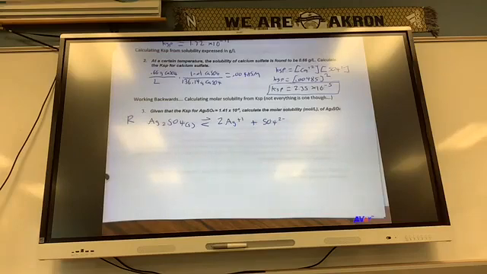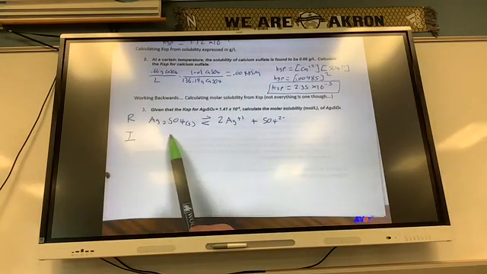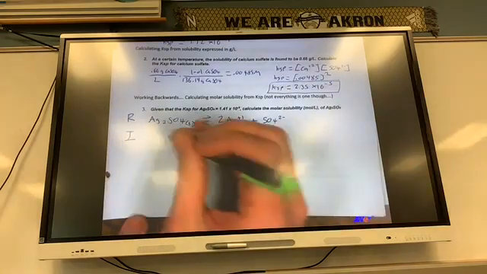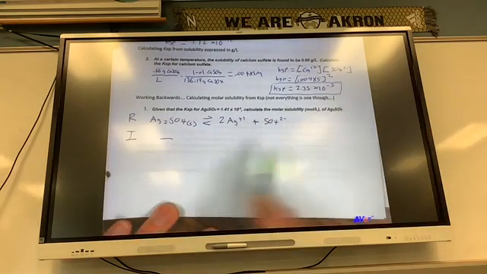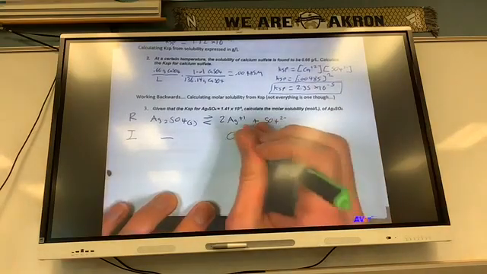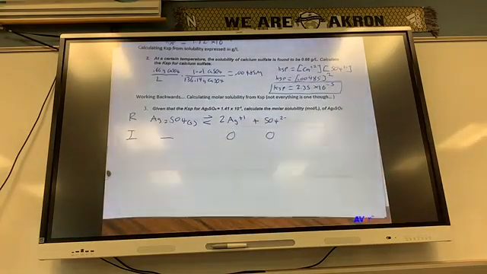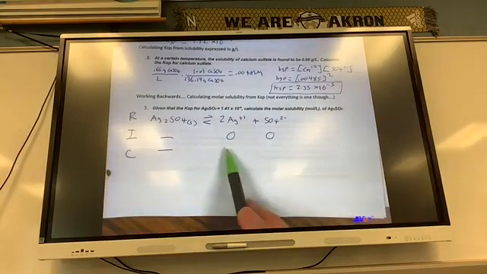Now I need to ice it. What is my initial concentration of the solid? Does it matter? Do solids go in an ice table? Solids don't go in an ice table. They're not part of equilibrium. Agreed? Where's my initial concentration of these ions? It's a decomposition reaction. So it starts out as what? 0, right? Do I start with any products? No. My change, still not part of it. What's my change going to be for Ag?